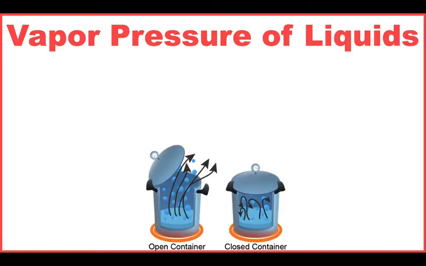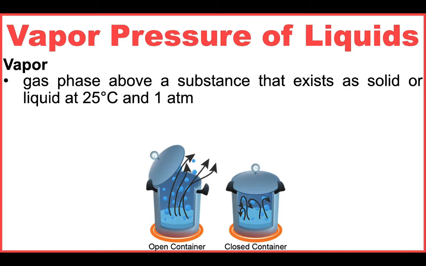Next, we have the vapor pressure of liquids. The water molecules in the liquid evaporate and go to the vapor phase through a process called evaporation or vaporization. Now, there is a difference between the two, but in this sense, they can be used alternately. Remember, a vapor is the gas phase above a substance that exists as solid or liquid at 25 degrees Celsius and 1 atmosphere. As you all know, gas molecules move in random directions, then collide with other gas particles and the walls of the container.